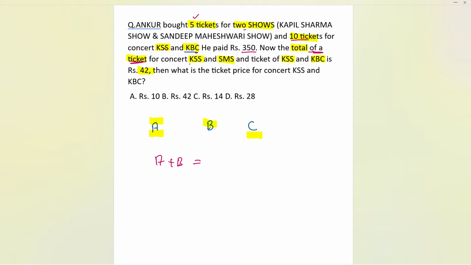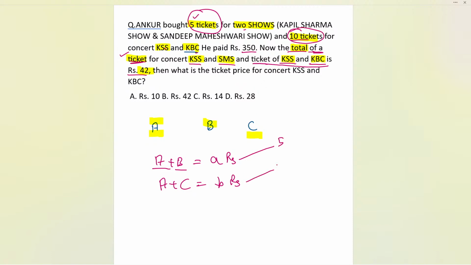For one ticket of the Kapil Sharma show and Sandeep Maheshwari show, let us say the price of one ticket is A rupees. Similarly, the total amount for the Kapil Sharma show and KBC, the combination of 2 different things, is 42. But individually, for these 2 only, that is B given to us over here. So that will be A plus C. And earlier the 5 tickets were for the first combination, and now 10 tickets he has purchased for the second combination over here.